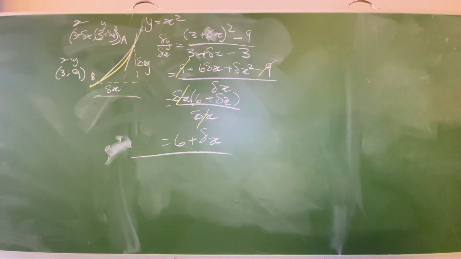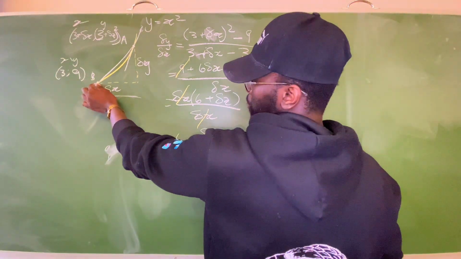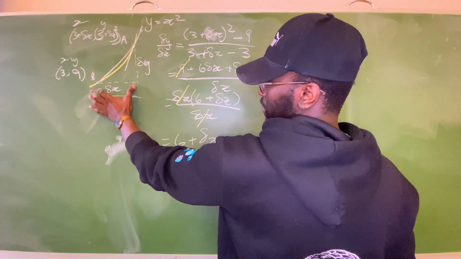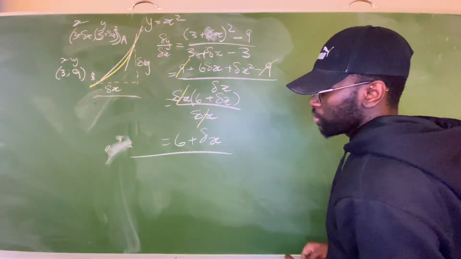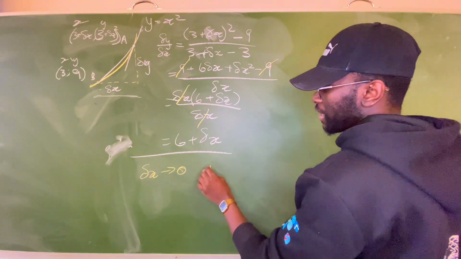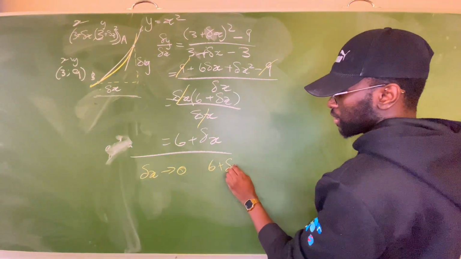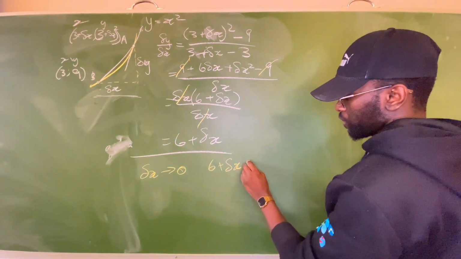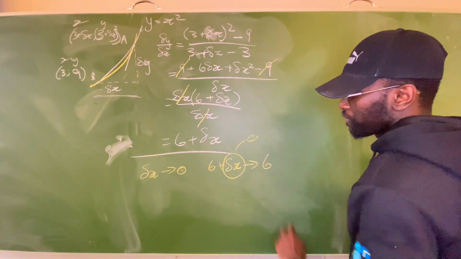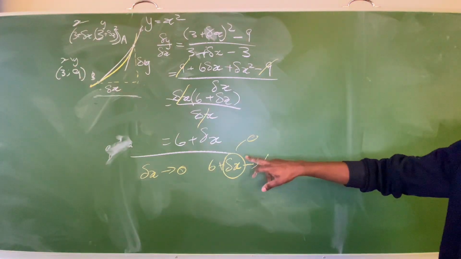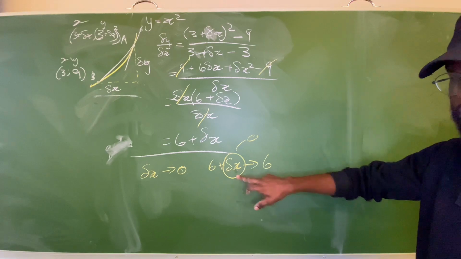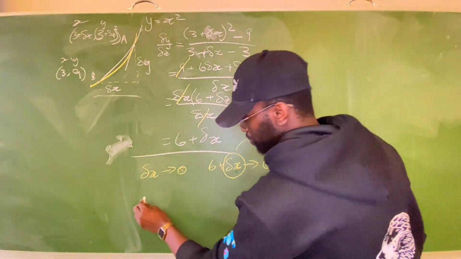Actually, now remember that this point B is moving towards A, and as point B moves towards A, this delta x approaches 0. So as delta x approaches 0, then 6 plus delta x approaches 0, so we'll get 0. But remember, we do not allow it to become 0, it only approaches it. So we are looking for a limit.